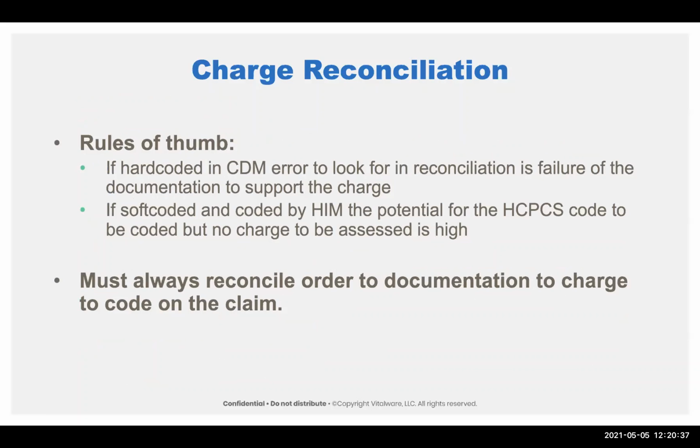Rule of thumb is that if it's hard-coded in the CDM and in error, look for the reconciliation as a failure of the documentation to support the charge. So if it's hard-coded and you're looking for a causative agent, it's going to be the lack of documentation or lack of complete documentation. If it's soft-coded and it's by HIM for the potential HCPCS code, they coded it from the record, but nobody charged for it. So it is important for charge capture. You must have a charge for which there's a code. One without the other is nothing at all. So you have to get both the charge and the code to the claim.